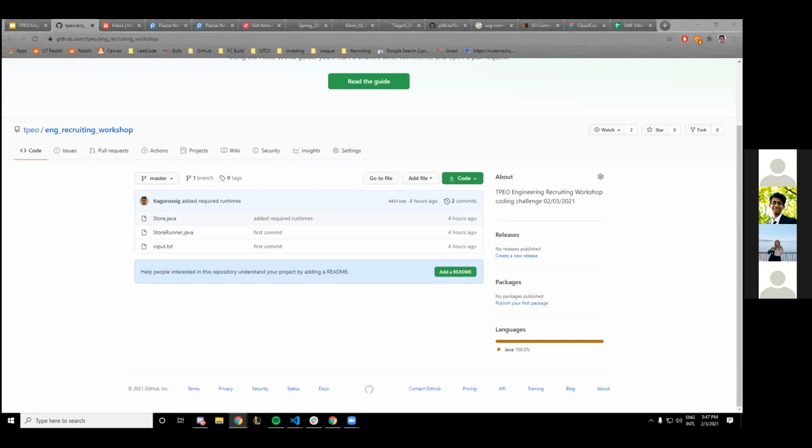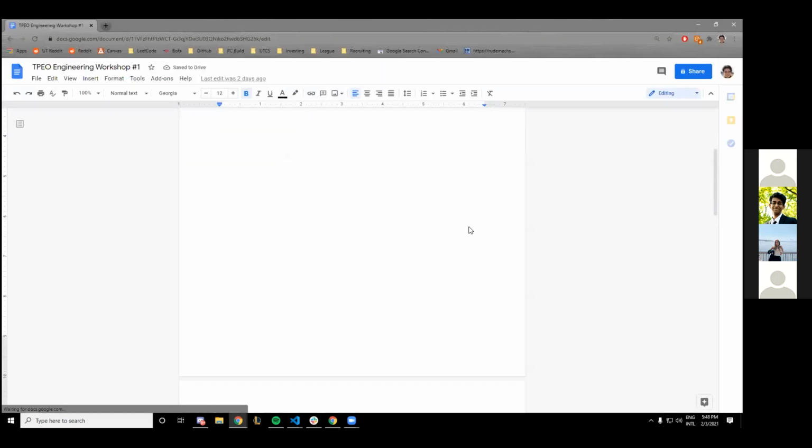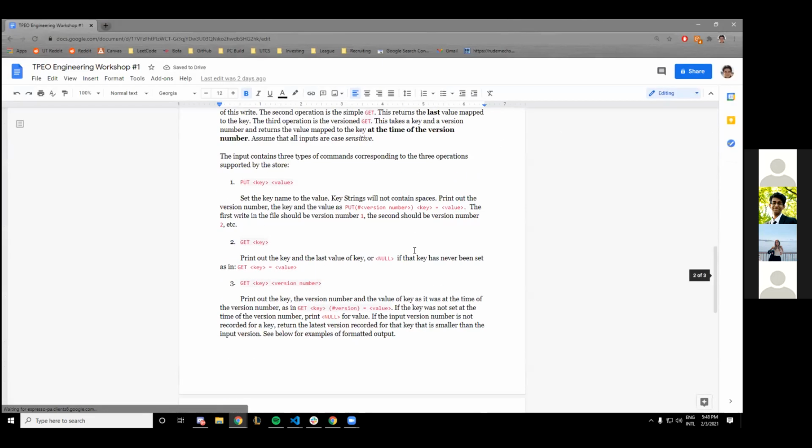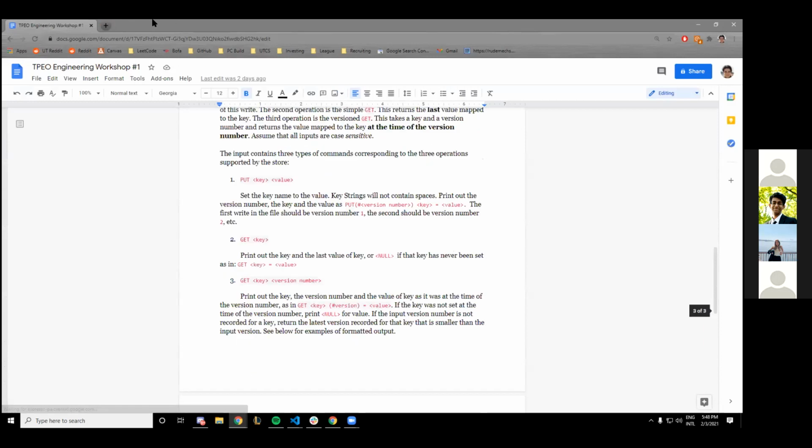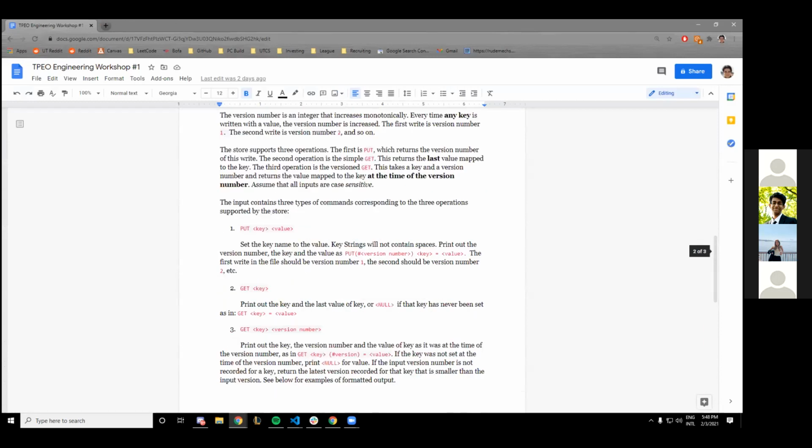Let me find, there you go. I will drop this link in the chat for everyone to take a look at, as well as the GitHub repo for you to clone the starter code.